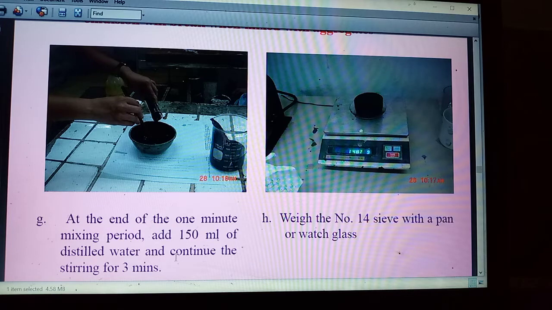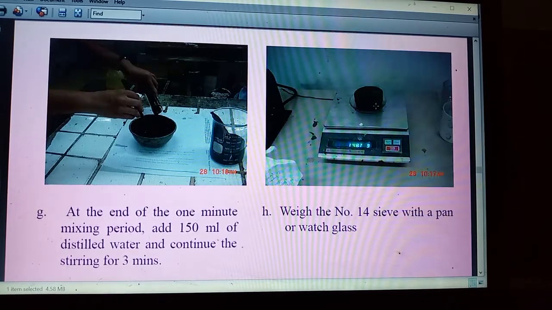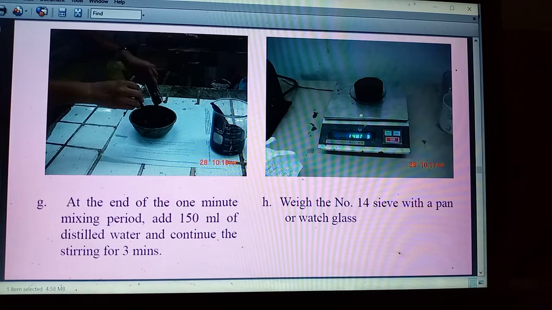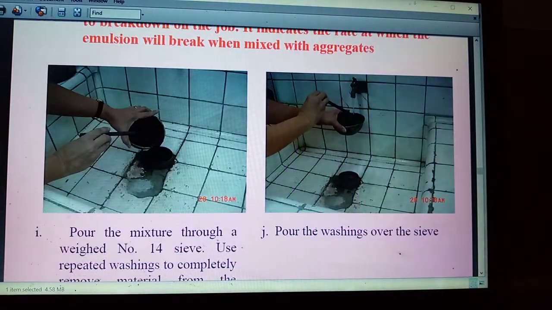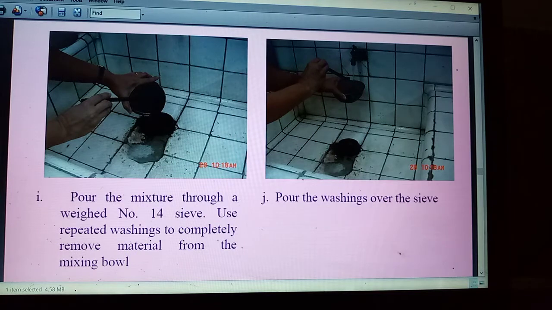Then, H, weigh the number 14 sieve with a pan or watch glass. Yan. So, this is a separate experiment. Okay, tabi mo muna yan. So, ito yung gawin mo. H, i-weigh mo yung pan. Then, pour the mixture through a weighed number 14 sieve.